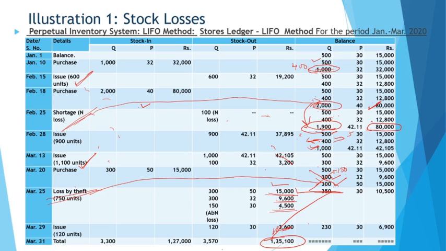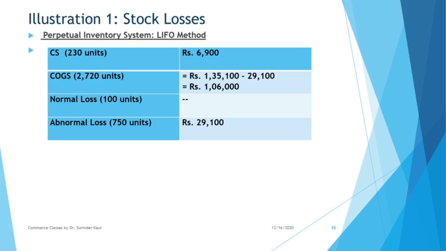So this will be 29,100, which will be your abnormal loss. If you separate this from here, then you will get the cost of goods sold. And closing stock is of course 16,900. This is your closing stock, 230 units priced at this. Now, different methods will give you different results, obviously, because the technique is different. So this is your solution here.